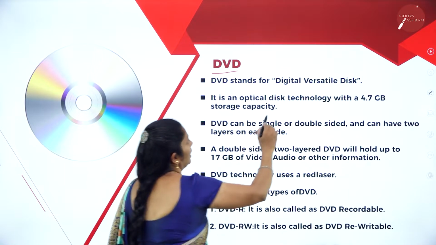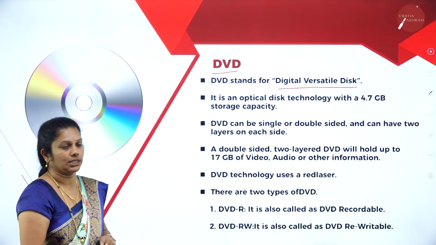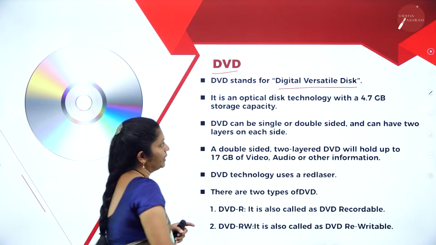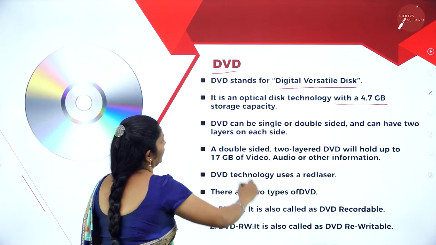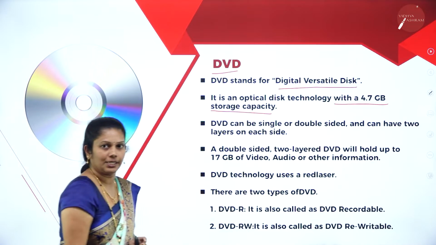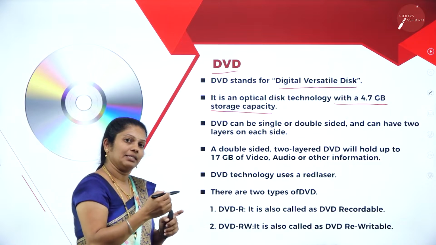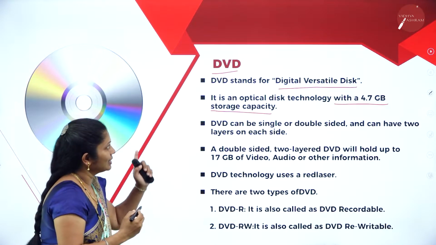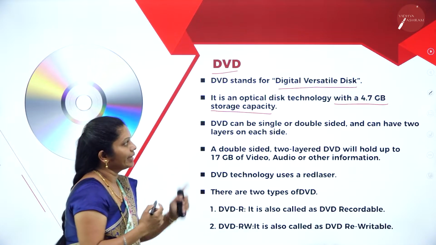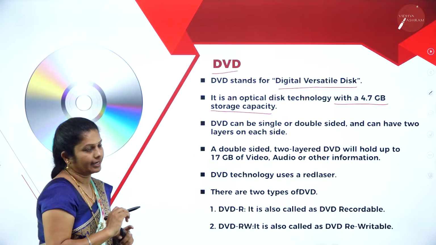Next we will come to DVD. DVD stands for Digital Versatile Disk. It is an optical disk technology with 4.7 gigabyte storage capacity. When you come to floppy disk, the capacity is less. Compared to floppy disk, hard disk capacity is more. In the same way, a DVD can store 4.7 gigabytes of data.